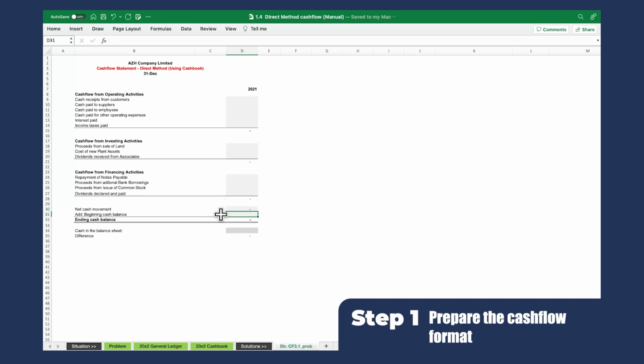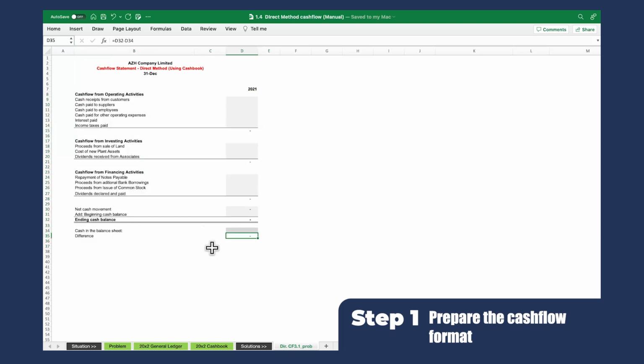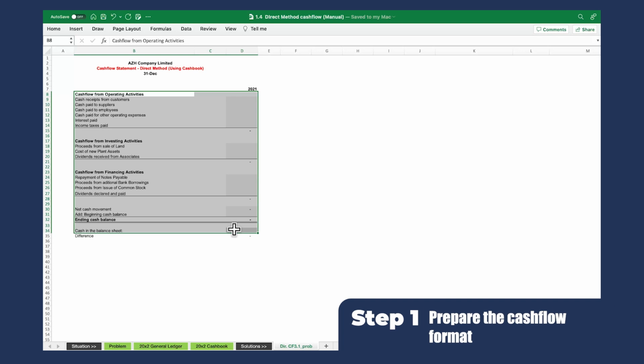We have a blank space for the beginning cash balance, which we will link later to the balance sheet, and the formula for the ending cash balance, which is the net cash movement plus the beginning cash balance. In the format as well, it's important that you include the checks. Here we will be comparing the cash in the balance sheet, which is right now blank, but we will link it later, to the ending cash balance of the cash flows. All of the lines here are temporary, especially if you are starting from scratch. You have to determine later if you need additional rows or additional classifications for cash flows for each activity. That is step 1.